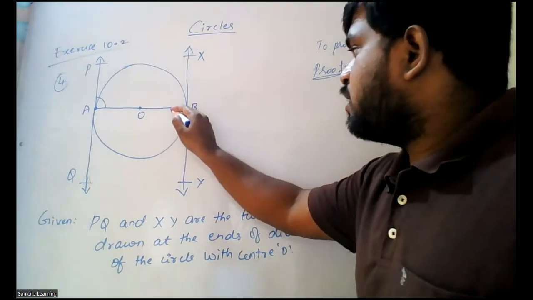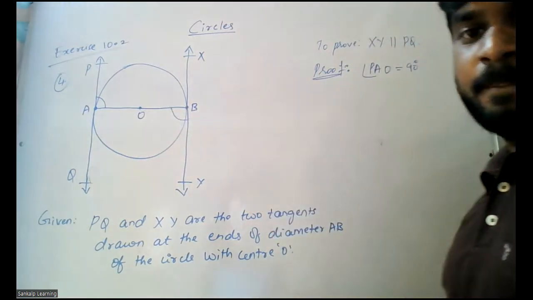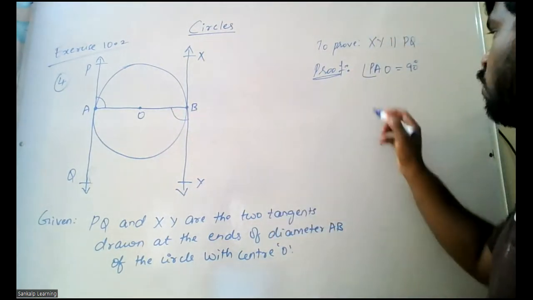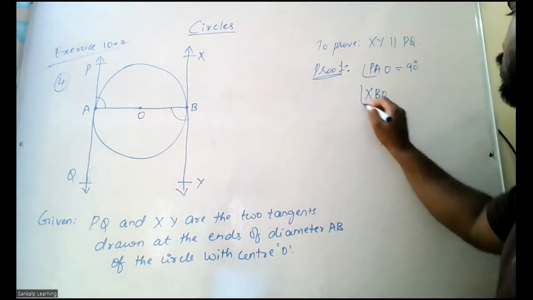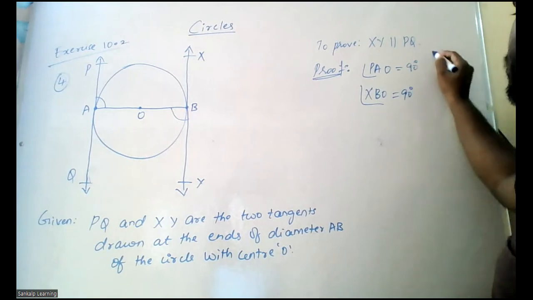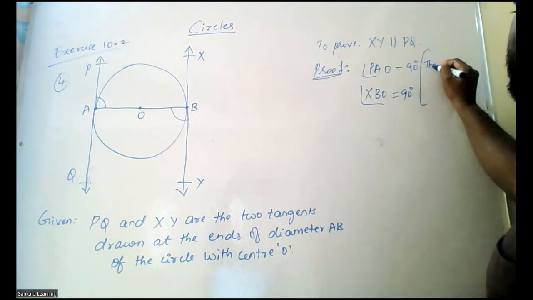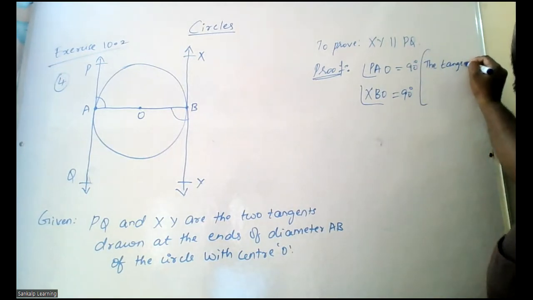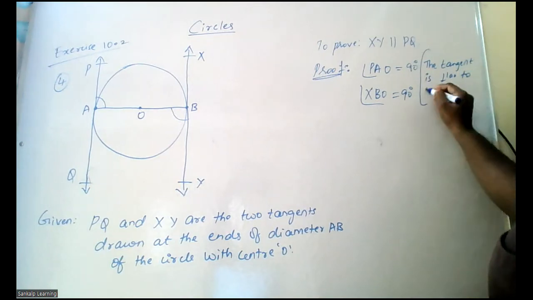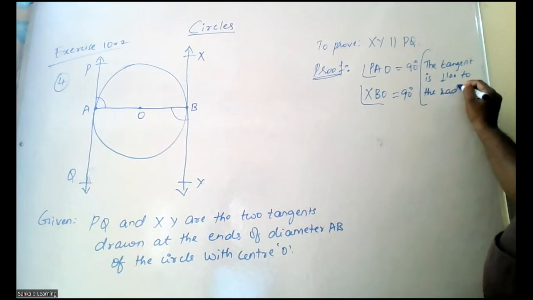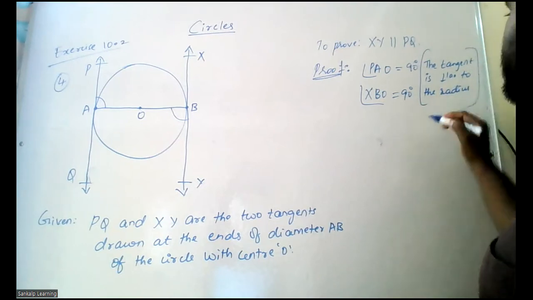Similarly, what about this angle? Okay. Angle OBX or XBO. That is also 90 degrees. Same concept. What is the concept? The tangent is perpendicular to the radius. This is the only property that we are using again and again.